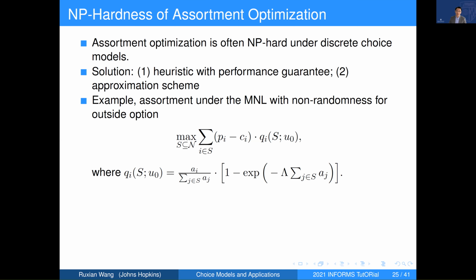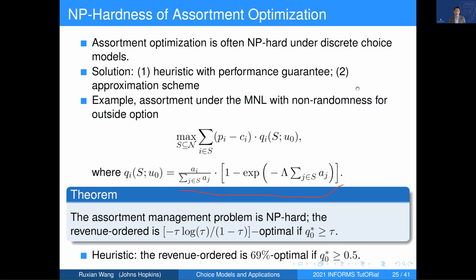Here is an example. Here is the assortment optimization problem on the MNL with a non-randomness for the outside option, like we said before. The utility of the outside or no-purchase option is not random, it's deterministic. And the resulting choice model is no longer MNL. I call it MNL with a non-randomness. It's not even a GEV model. Here is the choice probability. All right. And then we can show that this assortment problem is NP-hard.